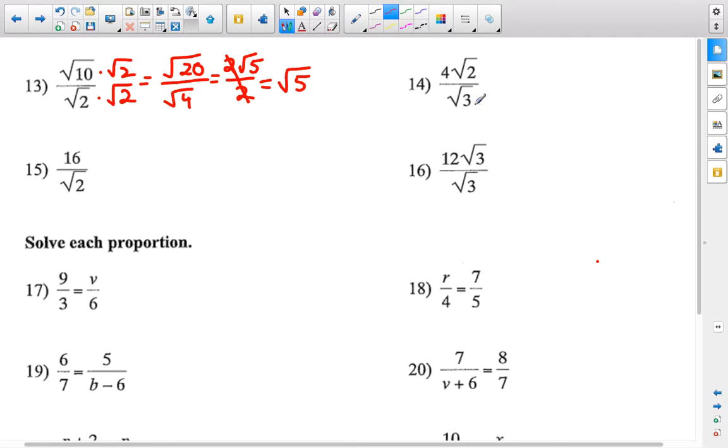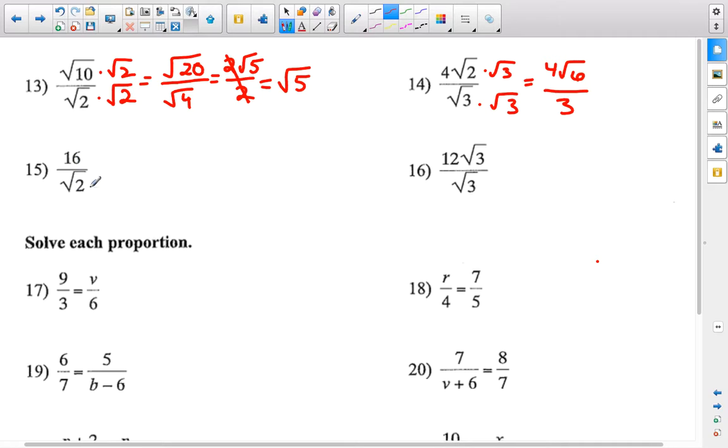Let's look at the next one. The top and the bottom, remember we need to multiply by radical 3 in order to get rid of that denominator. So we're going to do that first. On top we're going to get 4 root 6, 2 times 3. And on the bottom, radical 3 times radical 3 is radical 9, which is just 3.